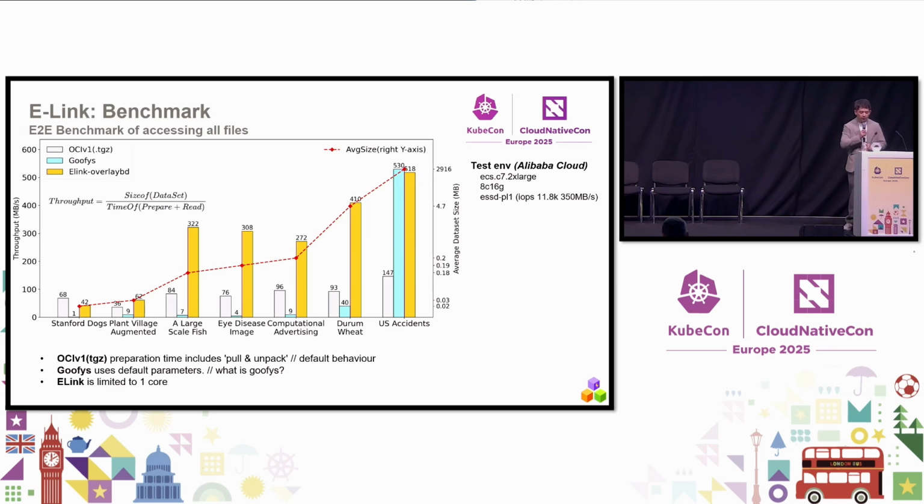The result shows that in the scenario with a large number of small files, E-Link performs significantly better than OCI images and Goofys. In the US accident dataset, with a large single file, E-Link performance is also on par with Goofys. And all the test environments were provided by Alibaba Cloud.